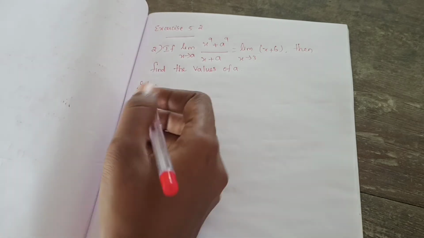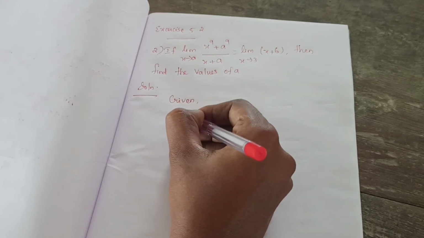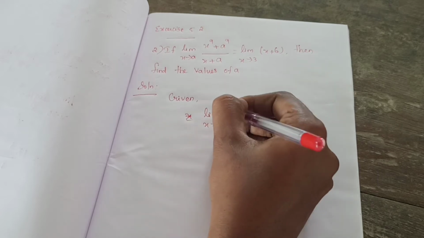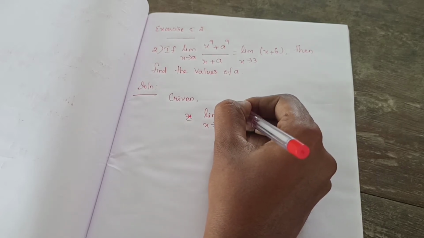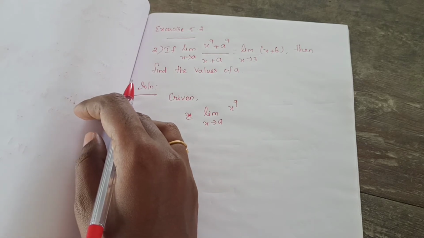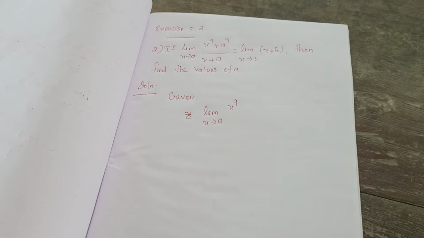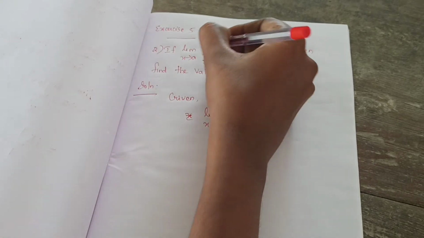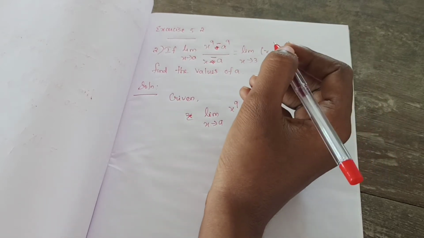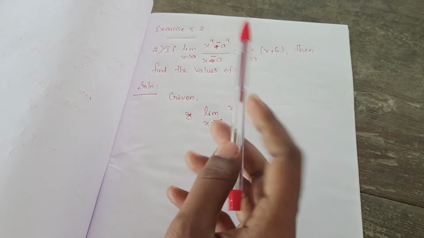Listen. First write down the given. What is given? Limit x tends to a, x power 9. Listen here students, there will be a small mistake in your question. Please correct the question. There is a small mistake in your question. Correct it in your book.